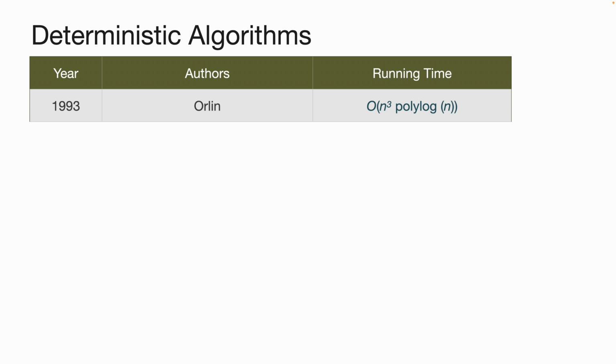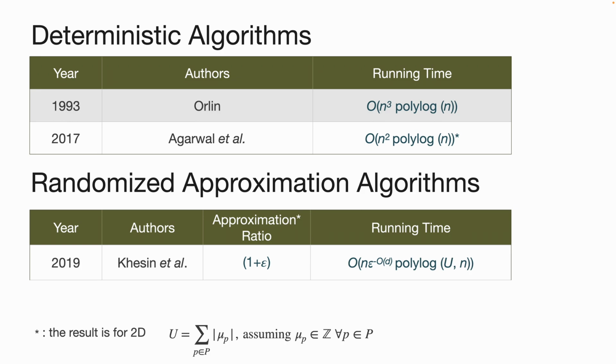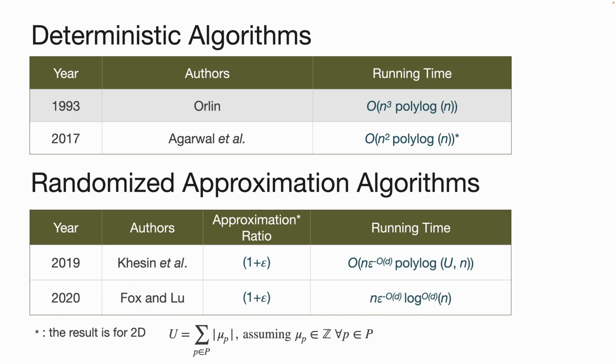For the known results, Orlin's strongly polynomial time algorithm can be used to solve the bipartite graph min cost flow in near cubic time. In 2017, Agarwal et al. developed an exact algorithm for the problem when the input is in 2 dimensions. In 2019, Khesin et al. gave the first near-linear time approximation scheme for the problem, assuming the total supply value is polynomially small. One year after, Fox and Lu improved the result by removing the dependency on the input value.